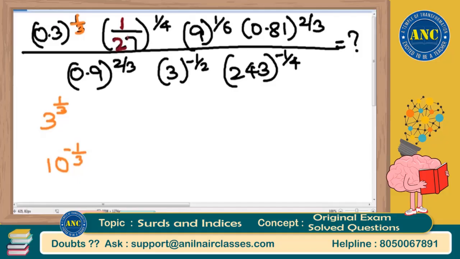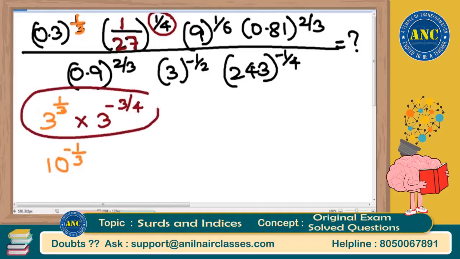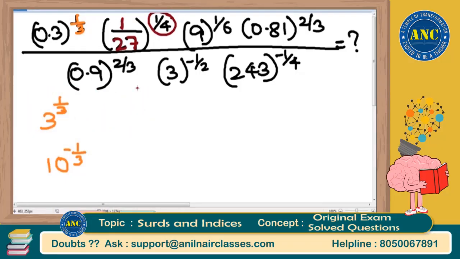Next, 27. 1 by 27 is nothing but 3 power minus 3. I believe that it is clear. 3 power minus 3 whole power 1 by 4. It is 3 power minus 3 by 4 into 3 power minus 3 by 4. But if I combine both and write directly, a power m into a power n is a power m plus n. So this can be written as 3 power 1 by 3 and minus 3 by 4. I can write it as it is.